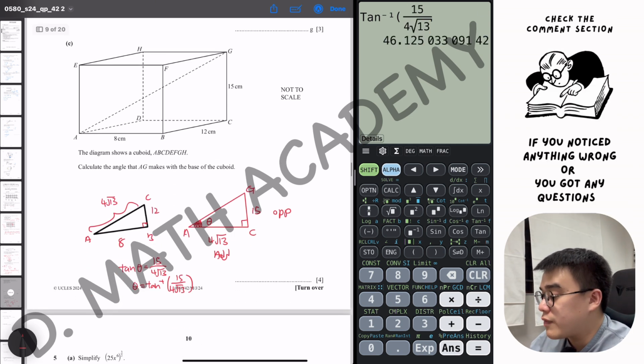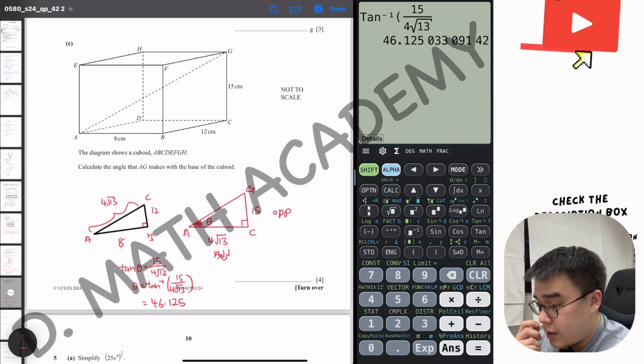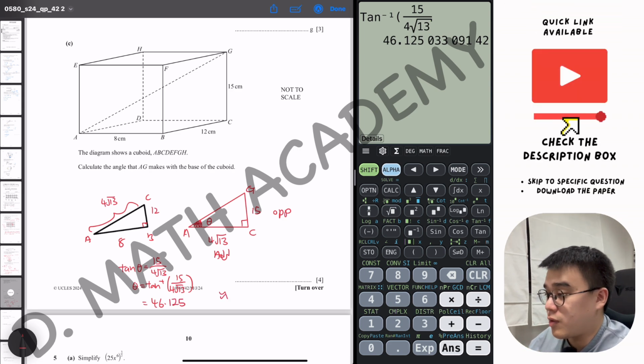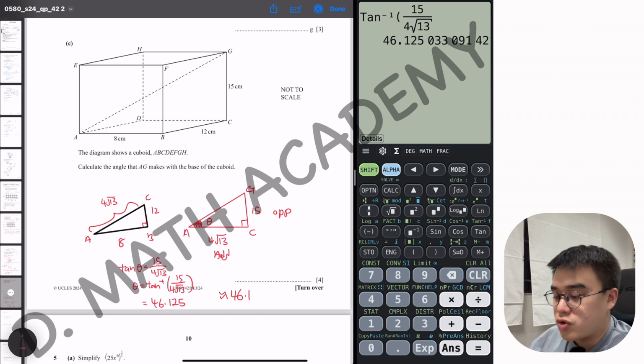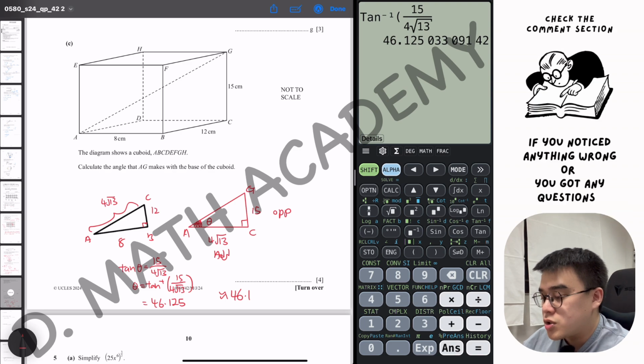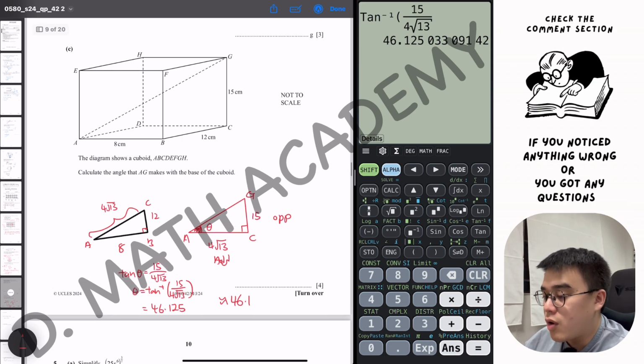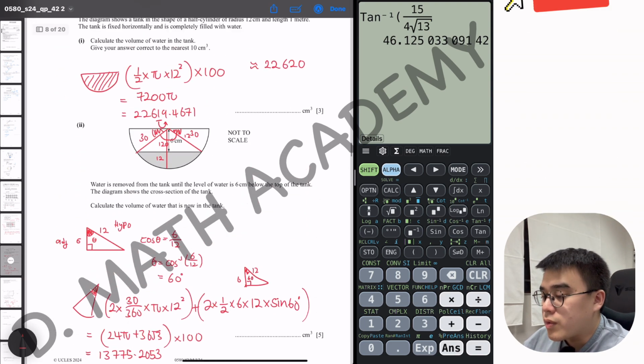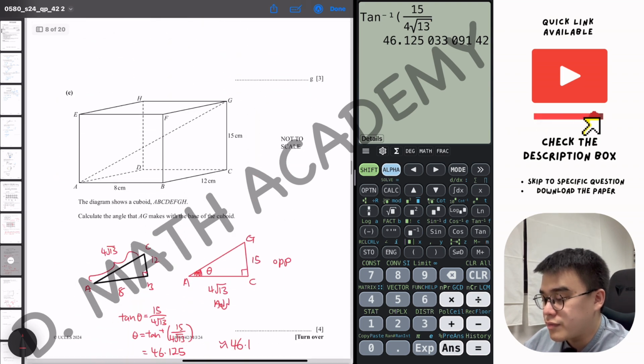You will get your theta value at 46.125, which is approximately 46.1 if you were to round it to 1 decimal place, following the requirement of Cambridge. Okay, so that's it for question 4. We will now move on to question 5.